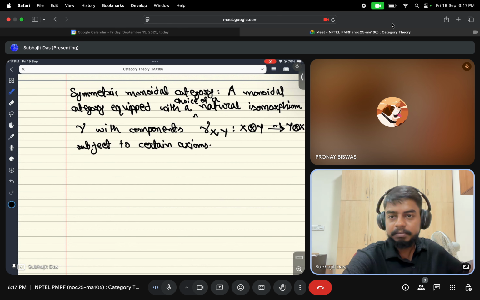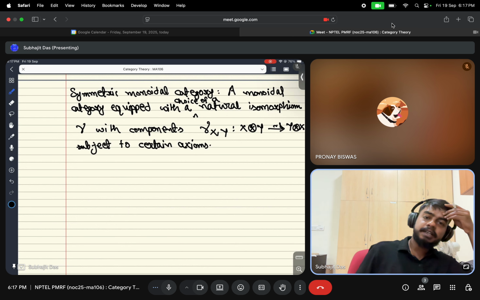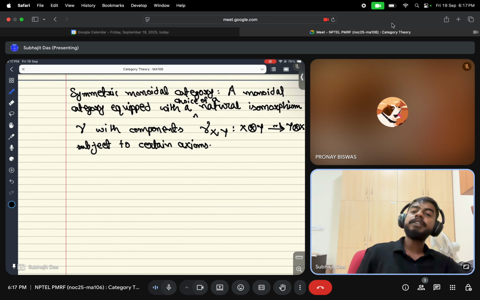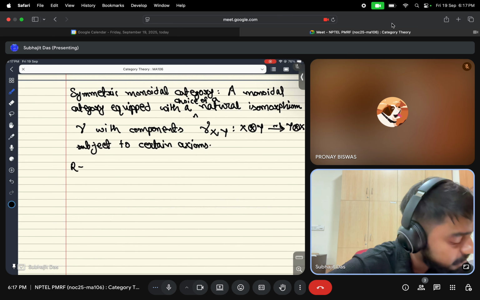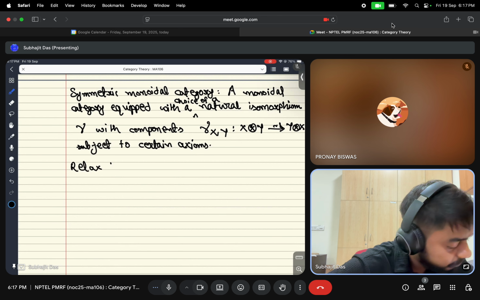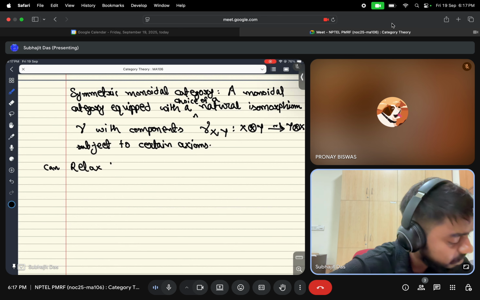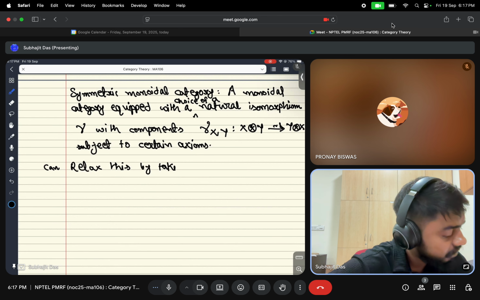And again, the notion of a symmetry can sometimes be a bit strict, and there are indeed examples of monoidal categories which have a braiding which is not symmetric. Try to think of one, but that is why one can also relax this slightly. So I'll just write it as a note: can relax this by taking braided monoidal categories.